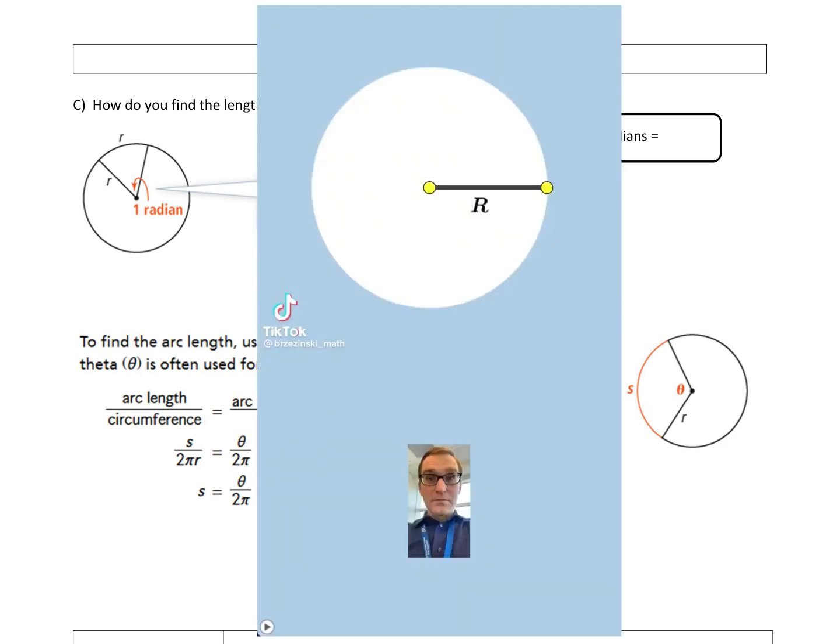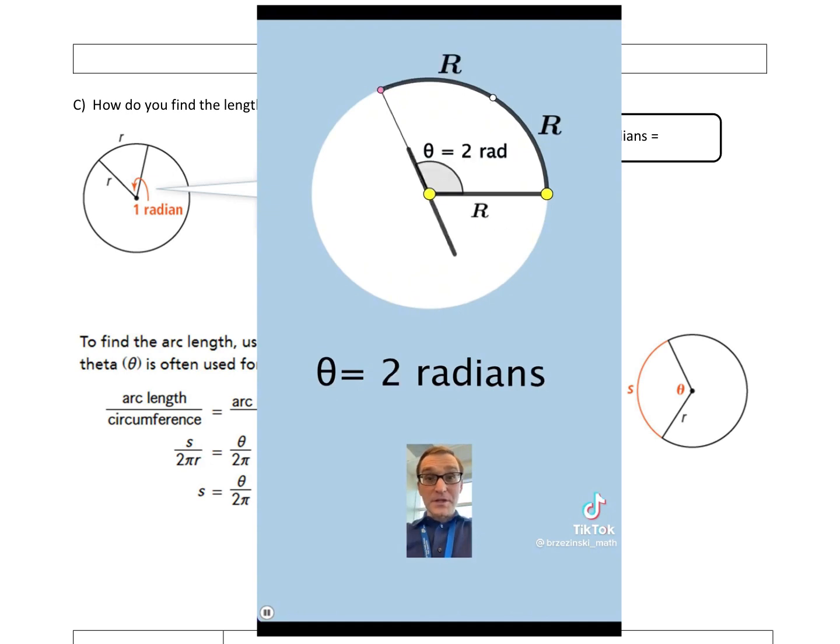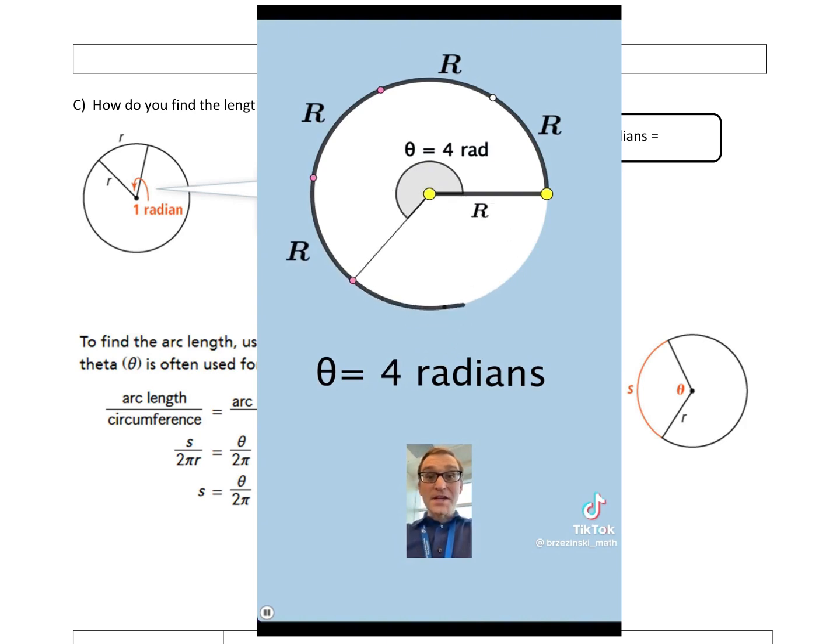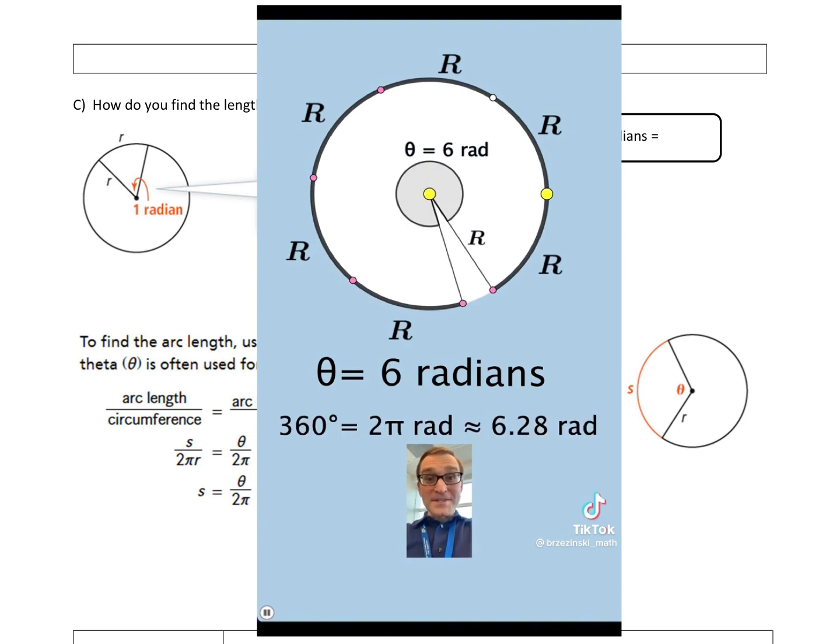A radian is a unit of arc measure, or spin. If we wrap a radius of a circle around it and do this repeatedly, you'll find that there's a little more than 6 radii that can make a full circle. The approximate value is 6.28. The exact value is 2 pi. So 2 pi radians is the same as 360 degrees.